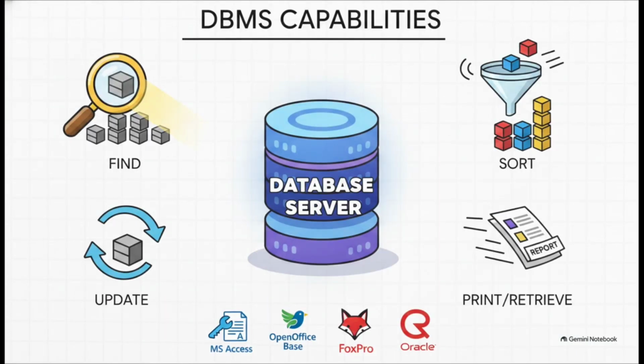And the things you can do with all that stored data, it's wild. With a DBMS, you can easily create new records, add to them, find super specific details, update old info, sort lists, search through giant files, print reports, and retrieve exactly what you need in literally seconds. Some of the heavy hitters in this software category include MS Access, OpenOffice Base, FoxPro, and Oracle.